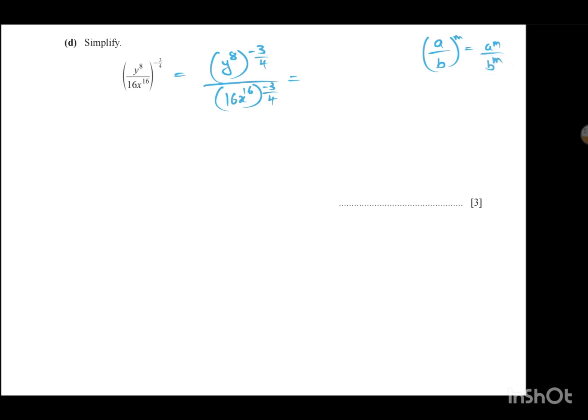Then next, in the form of (a^m) whole raised to n, that will be a^(mn), so the powers will be multiplied. So y raised to 8 into minus 3/4, divided by 16 x^16 whole raised to minus 3/4. 16 raised to minus 3/4 we can write separately.